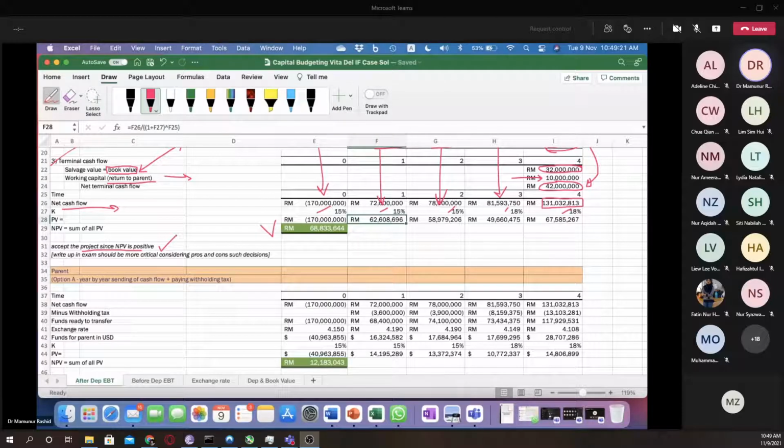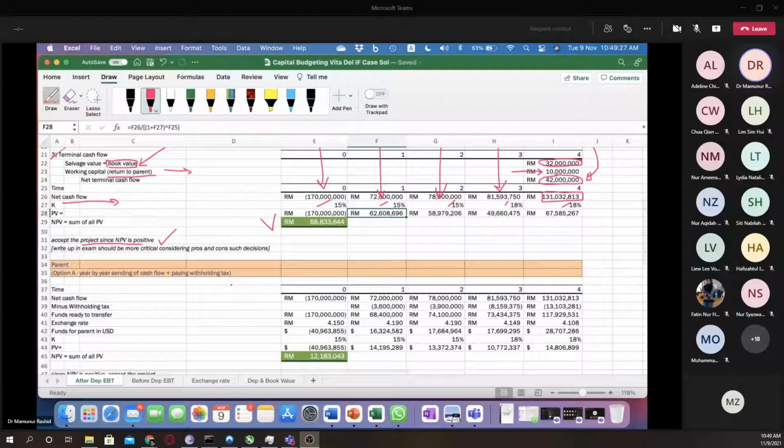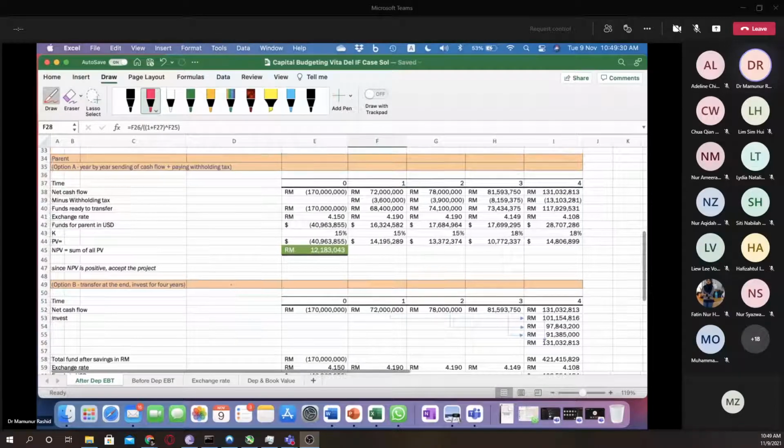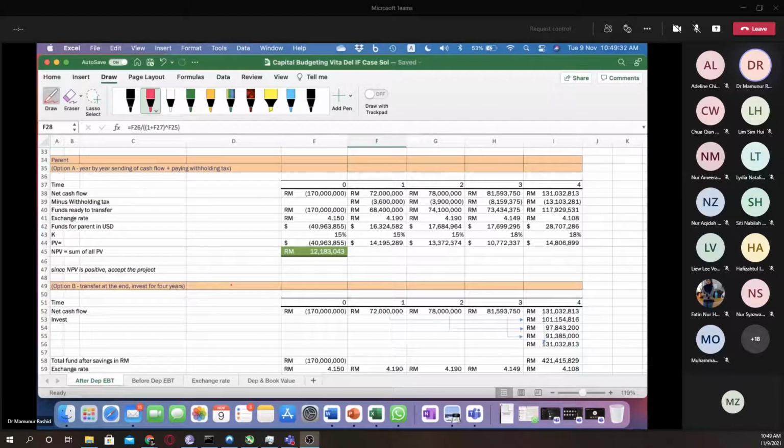Now we need to see for the parent company whether the decision stays or not, or the decision changes. In the parent company, what we have to do, we have to transfer the cash flow, right? Transfer the cash flow from the subsidiary company to the parent company. Now there are two options given. Remember, the first option is the regular option. We transfer everything each year basis. We will transfer everything in the first year, second year, third year, fourth year, right? And we will pay the withholding tax.